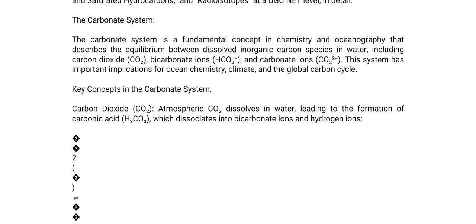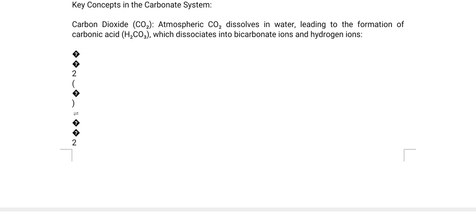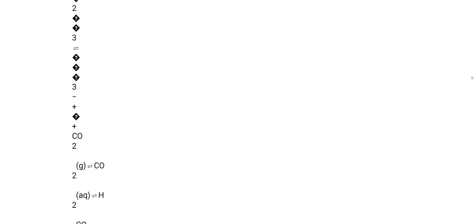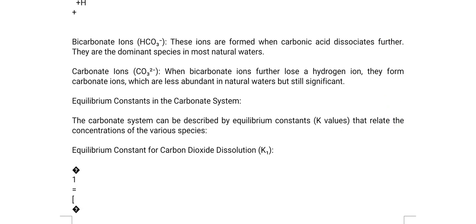Key concepts in the carbonate system. Carbon dioxide: atmospheric CO2 dissolves in water, leading to the formation of carbonic acid, which dissociates into bicarbonate ions and hydrogen ions. Bicarbonate ions are formed when carbonic acid dissociates further. They are the dominant species in most natural waters. Then carbonate ions: when bicarbonate ions lose a further hydrogen ion, they form carbonate ions, which are less abundant in neutral water but still significant.